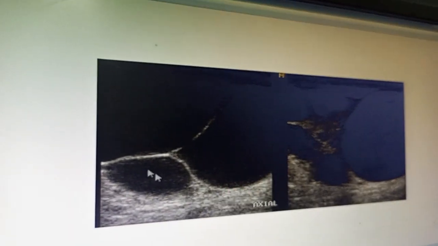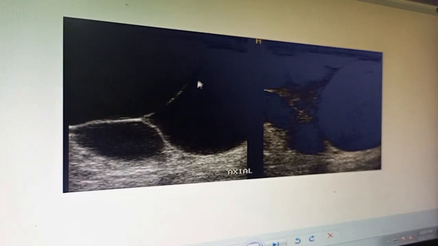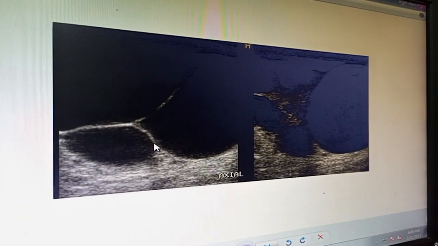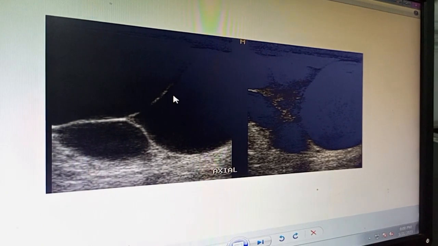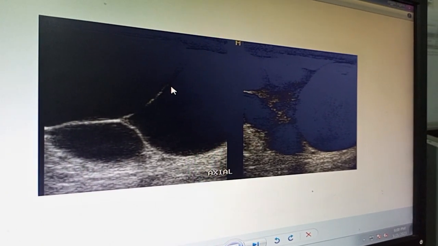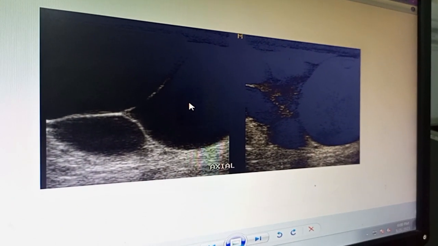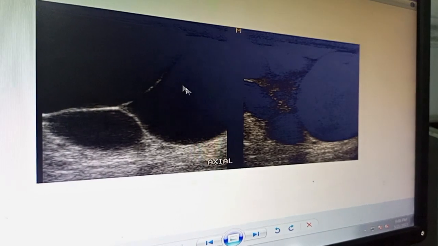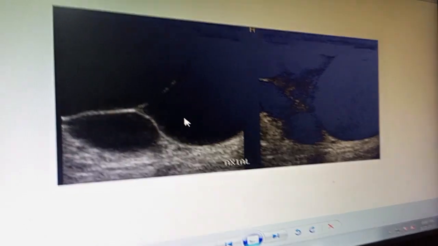This is the cystic area in the epididymal head. You can see there are some septa in it. So this is the case of the epididymal cyst. The difference between epididymal cyst and spermatocele is that in spermatocele there are low-level internal echoes, while in case of the epididymal cyst there are no internal echoes. This is a case of the epididymal cyst.